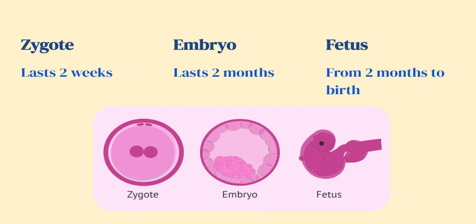So when the baby's in the womb, it goes through 3 different stages. The first stage is the zygote, which lasts 2 weeks, and this is what it looks like. And then after those 2 weeks, it turns into an embryo for 2 months, and this is what it looks like. And after those 2 months, it turns into a fetus from those 2 months all the way up till birth, and this is what it looks like.